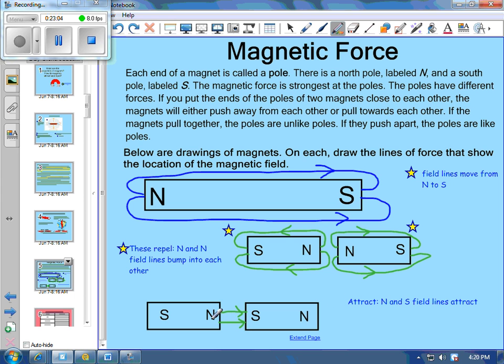Here we have a north and south end close to each other, and the north and south field lines attract. So I want you to copy that down as well. Make sure that you put the north and south poles in the same positions on here. And that is it for your notes.